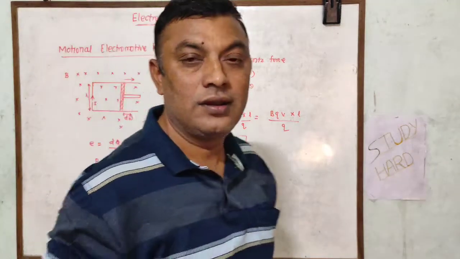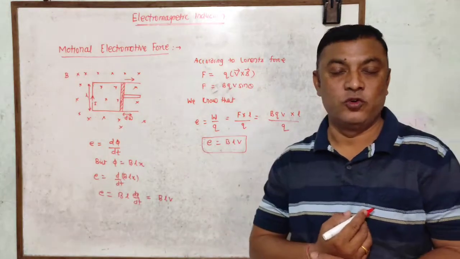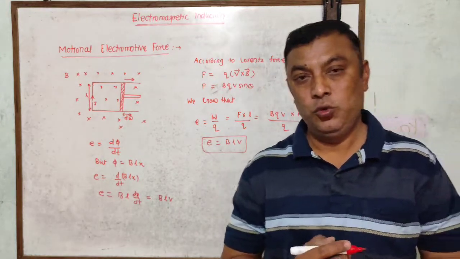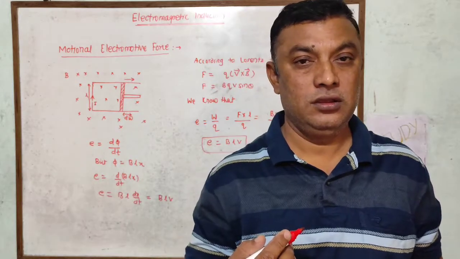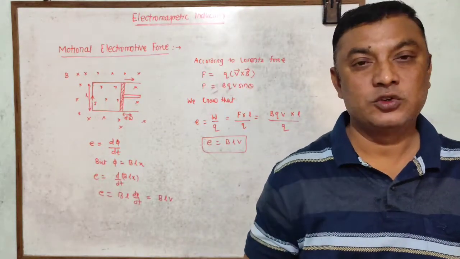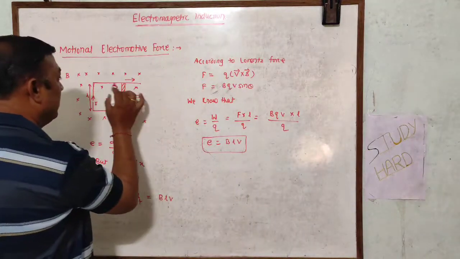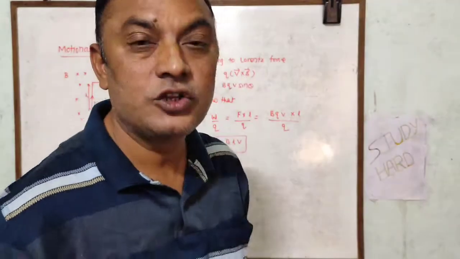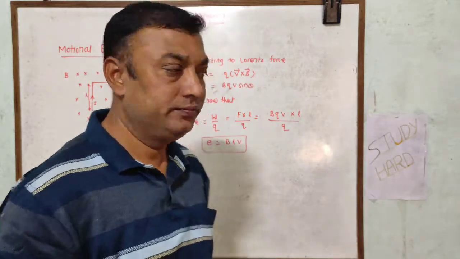So let us start the next topic, motional electromotive force. Electromotive force here means how the electric current is produced whenever the coil is movable. Here we are going to consider a rectangular coil. This rectangular coil is kept perpendicular to the direction of magnetic field.